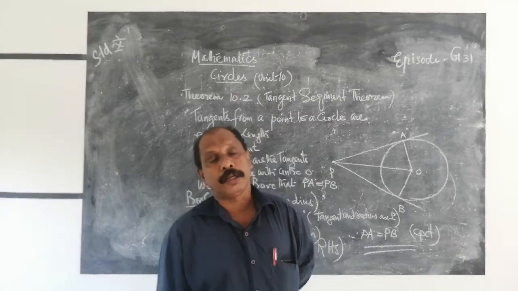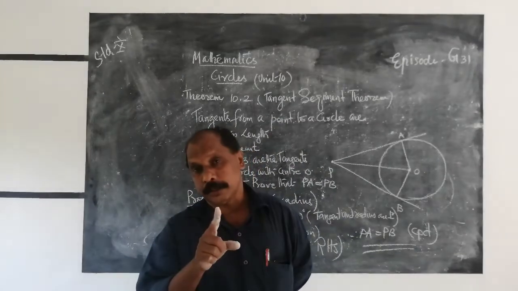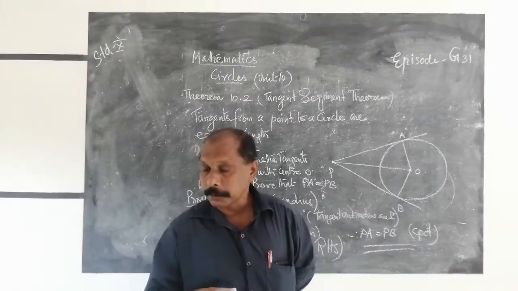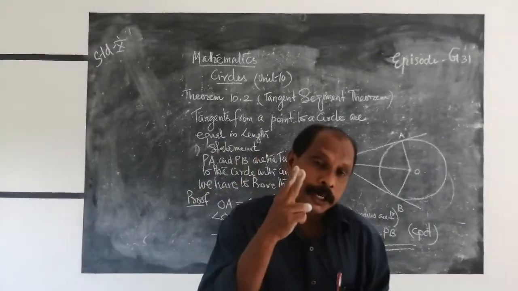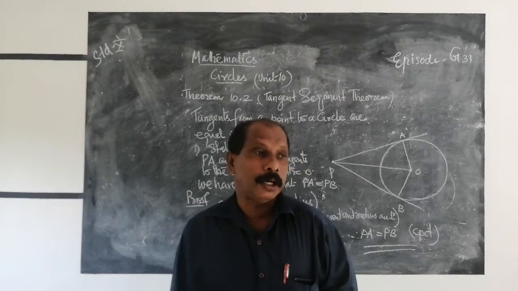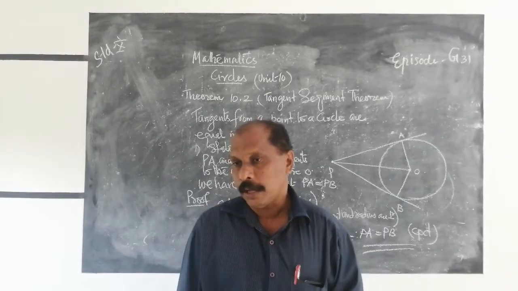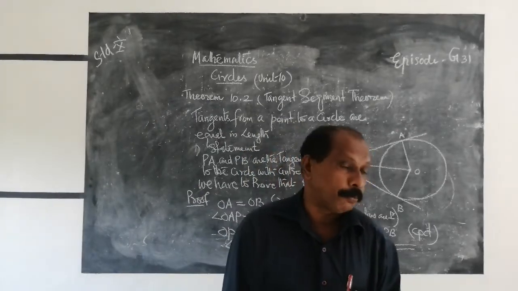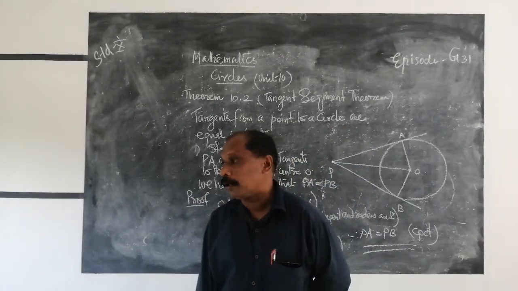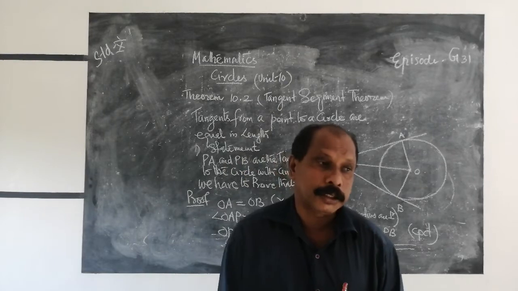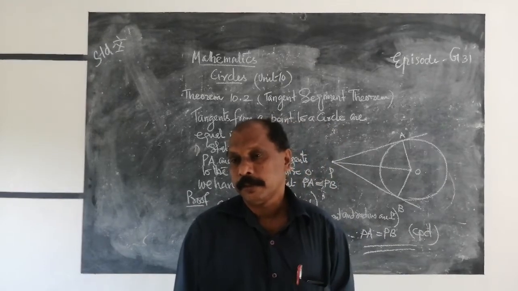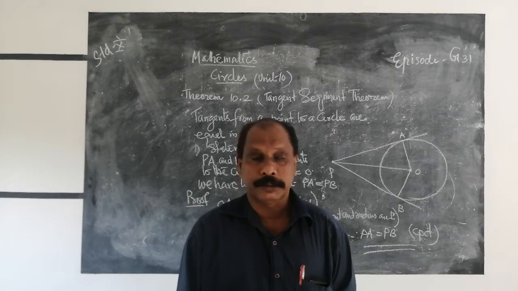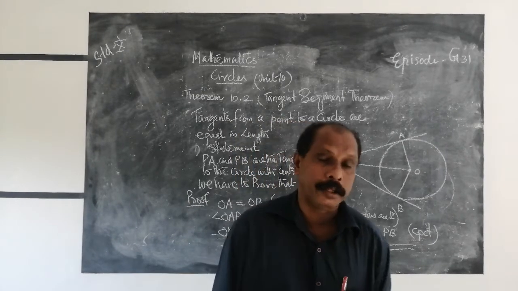At a point of the circle only one tangent can be drawn, but from an external point two tangents, or a pair of tangents, can be drawn to a circle. And the lengths of the tangents from an external point to a circle are equal in measure. That is known as the tangent segment theorem. That means the tangents from any point to a circle are equal in length.